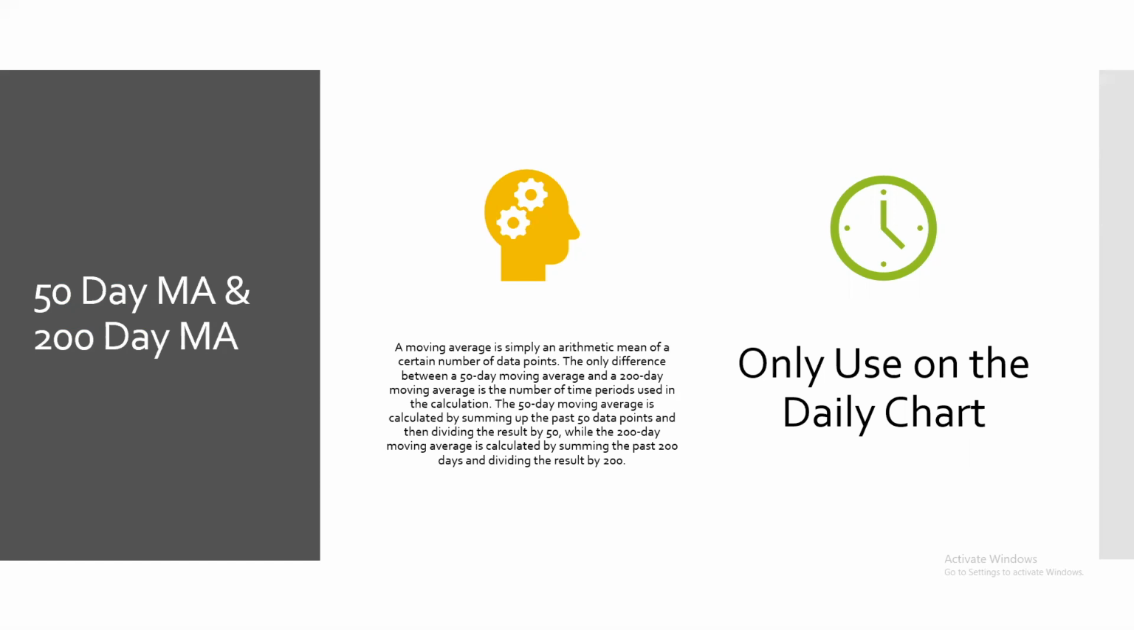We only use certain indicators on certain time frames. So the 50-day moving average, the 200-day moving average, some of the other ones that we're going to be going on, we're only going to use these on the daily chart. Now, why? Why would we only use these on the daily chart, guys? Well, this is where the majority of traders are going to be using these moving averages.